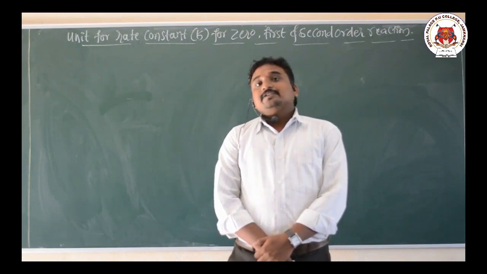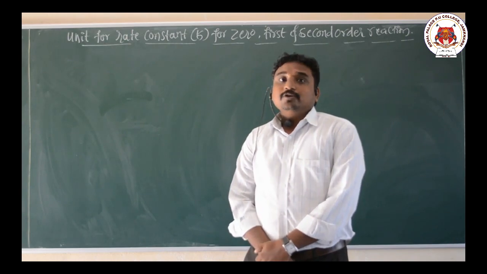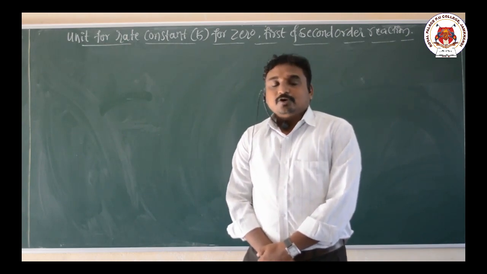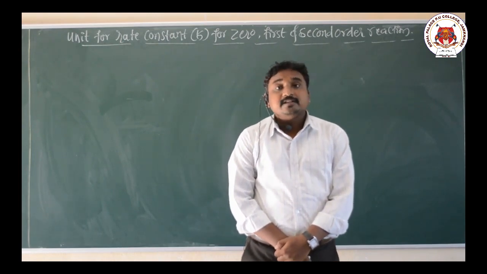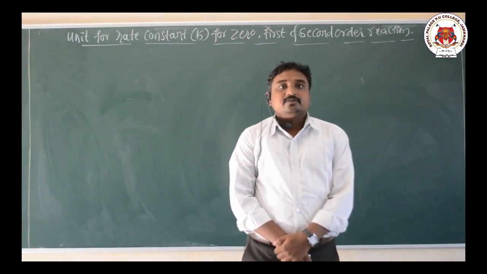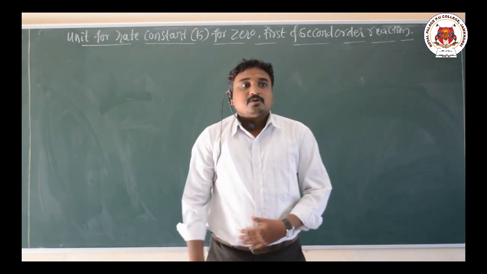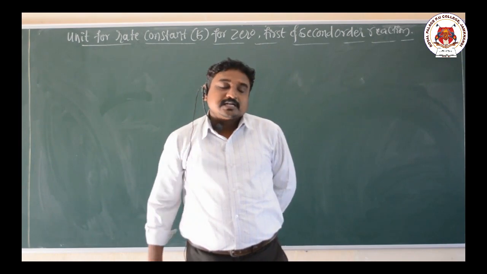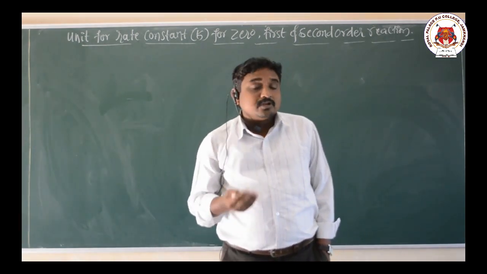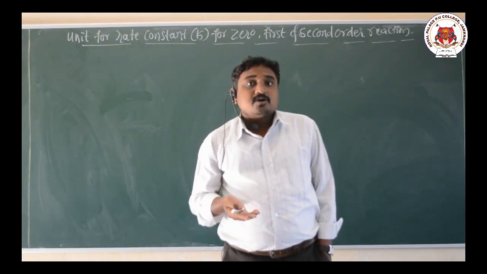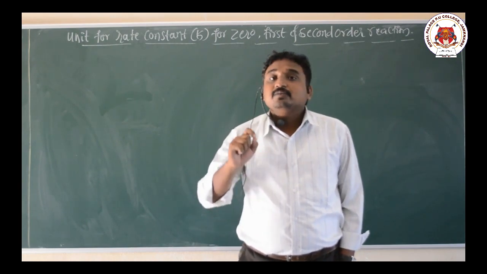So in the last class we discussed the order of a reaction and the molecularity of a reaction. Molecularity of a reaction means the number of reacting species taking part in the reaction, whereas the order of a reaction is the sum of the powers of the concentrations of the reactants. The order of a reaction may be a whole number, a fraction, or 0, whereas the molecularity of a reaction is always a whole number.